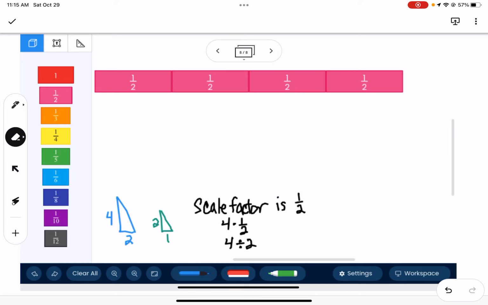This video is going to demonstrate how we can have equivalent expressions in general, but it specifically came up when I was covering scale factor with my 8th grade. So we're looking at these two expressions right here. These are equivalent expressions. 4 times a half is the same as 4 divided by 2.